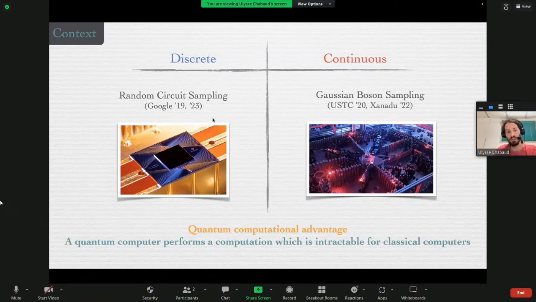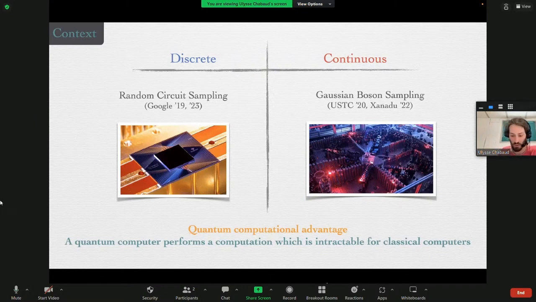The Google experiments are a good example of this. And in the continuous variable setting, we have the Gaussian boson sampling experiments, for example the one performed by USTC in 2020 and the more recent one by Xanadu. Essentially, what those experiments claim is that they perform computations that are intractable for classical computers. This is what we usually refer to as quantum computational advantage.